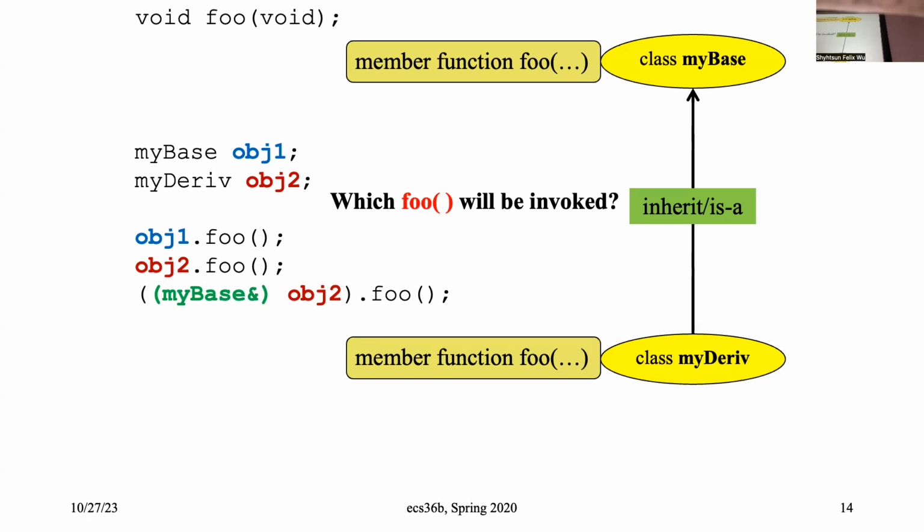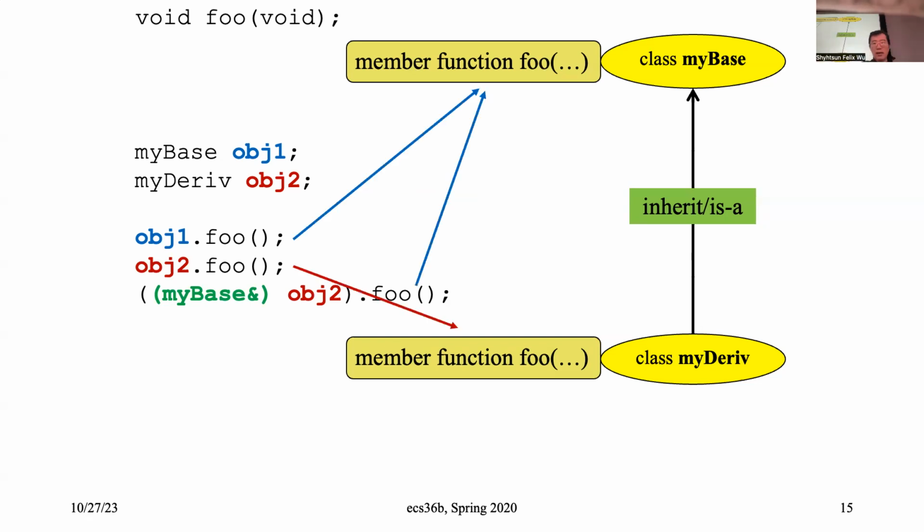Object one is base, right? How about object two? Object two is going to be what? Derive, right? How about the third one? The third one, if I'm casting object two, it should be what? Base, right? It still will be base. Okay, good. You guys are getting it right.